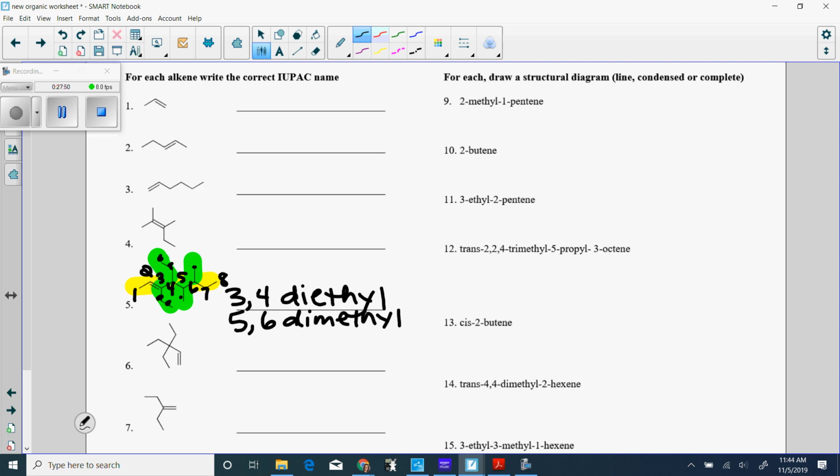5, 6 dimethyl, but now last is my long chain with my ene. 2. Oh, I forgot my dashes. Ene. That 2 says my double bond ene is off of carbon 2. So 3, 4 diethyl, 5, 6 dimethyl 2-octene.